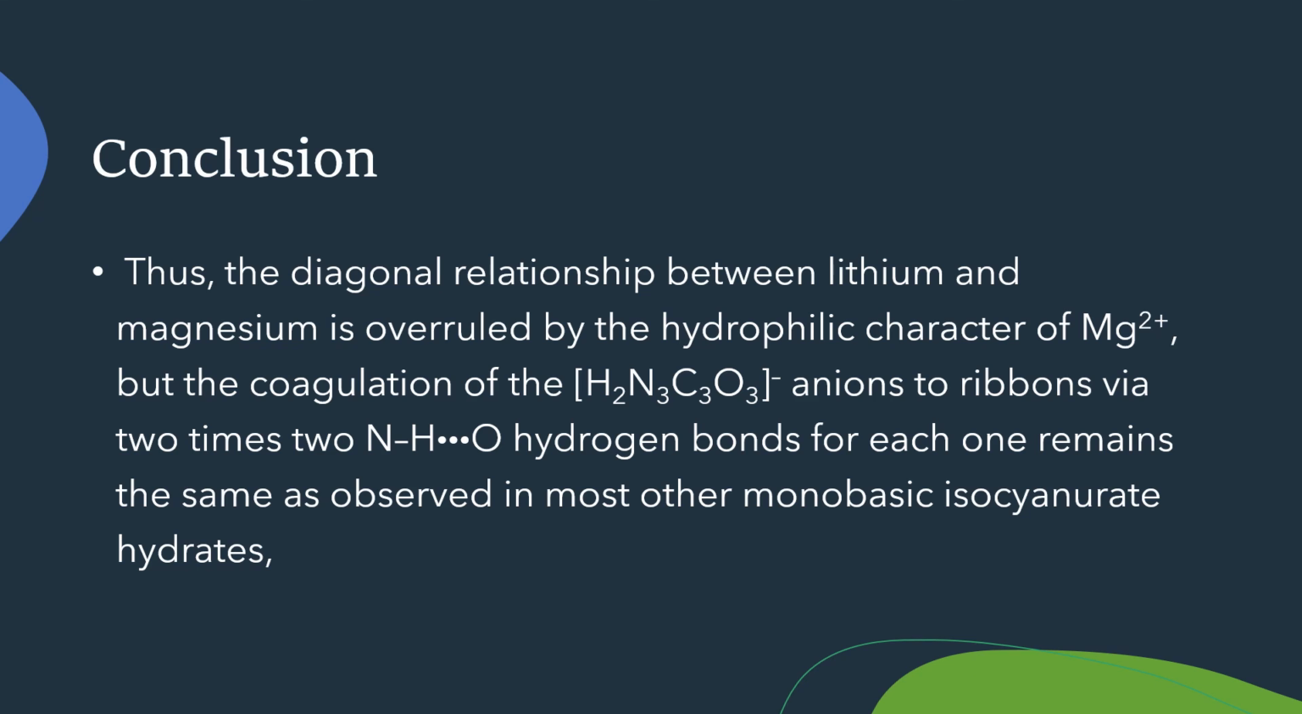Thus, the diagonal relationship between lithium and magnesium is overruled by the hydrophilic character of magnesium hydroxide cations, but the coagulation of the hydrogen isocyanurate anions to ribbons by means of 2 times 2 nitrogen-hydrogen bonds for each one remains the same as observed in most other monobasic isocyanurate hydrates.